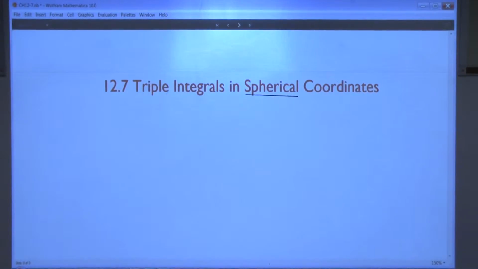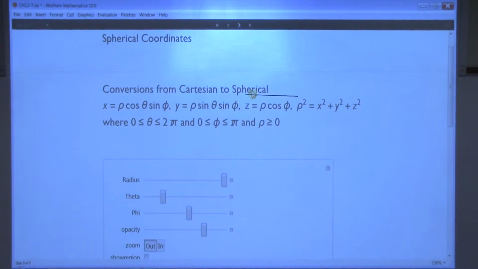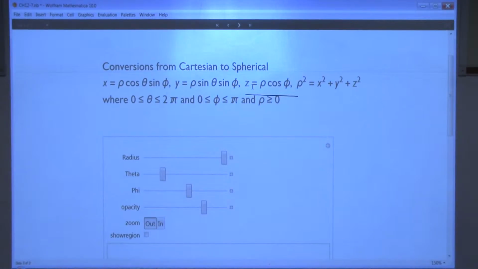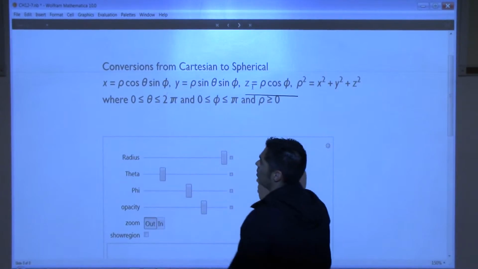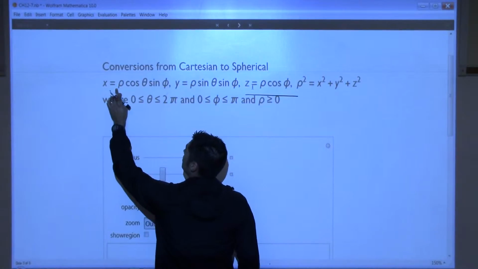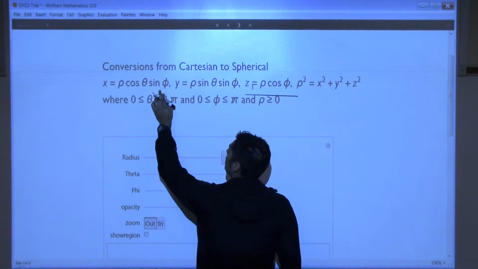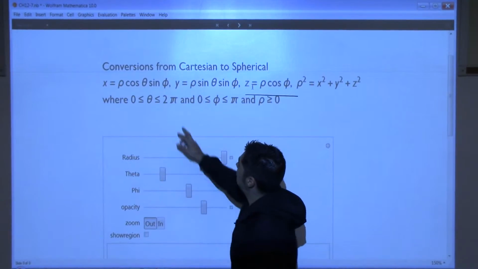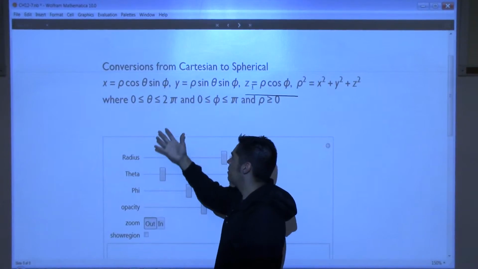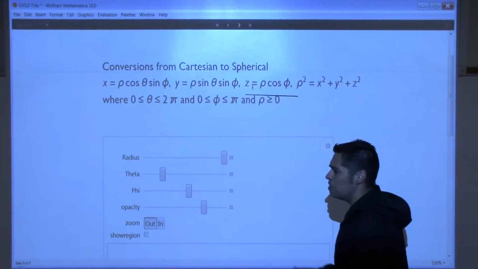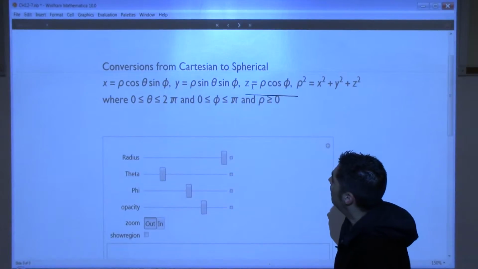For spherical coordinates, if we're going to convert from Cartesian to spherical, we're going to let x be replaced with rho cosine theta sine phi. Now, some people pronounce this phi, some people pronounce it phi. You might hear me saying both.